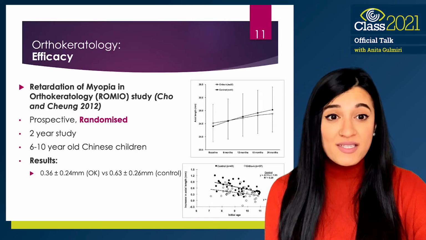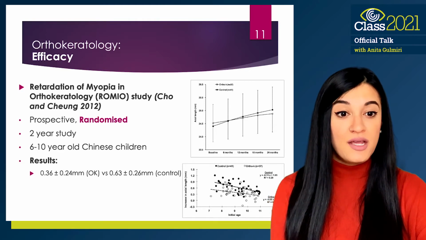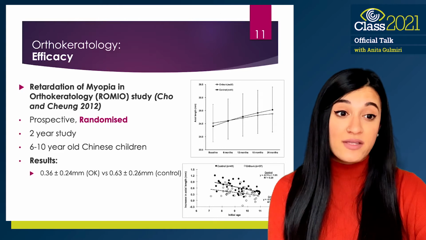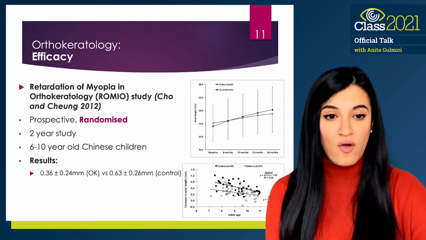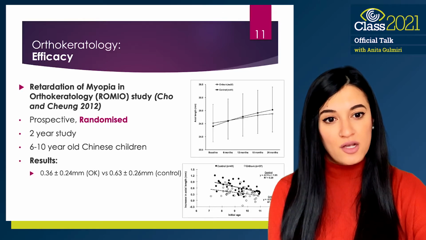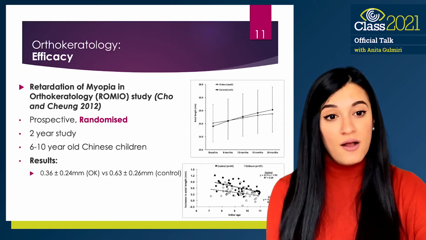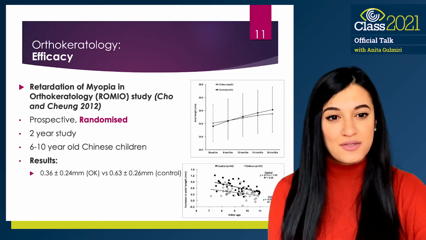One of the more robust studies with ortho-K was the ROMEO study, which is currently the only randomized controlled trial of all the ortho-K studies so far. This was over a 2-year period. They were able to find a significant reduction in myopia progression. The results are consistent with the meta-analysis values as well.